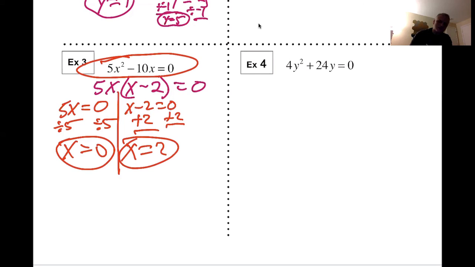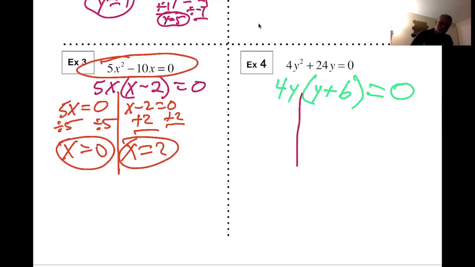Okay. Example 4. Do you see a GCF? I hope you do. There's a GCF here. For 4 and 24, 4 is a factor. For y squared and y, y is a factor. So 4y is my greatest common factor. Okay. So if I divide each of these factors by 4y, what do I get? Well, I get y plus 6. Okay. Wicked good.